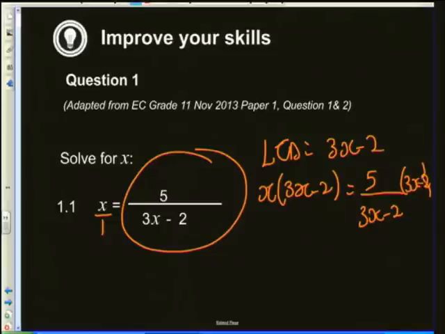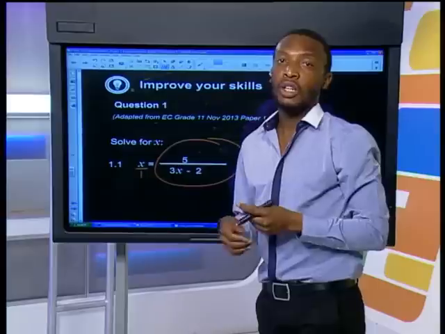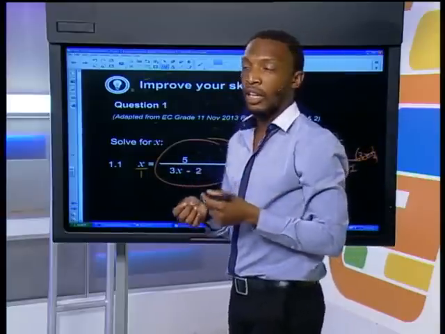All right? And what happens there is that away goes the fraction, and if we get rid now of this bracket, we're going to have 3x squared minus 2x is equal to 5, which is what we left over on the right-hand side. So what type of equation is this? It's a quadratic equation, and as you all know, with quadratic equations, you need to make it equal to 0 and factorize and then solve for the unknown.